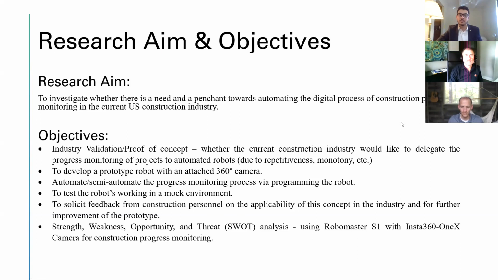And then lastly, we did a SWOT analysis, obviously using industry feedback, using the RoboMaster S1 and the camera for construction progress monitoring.